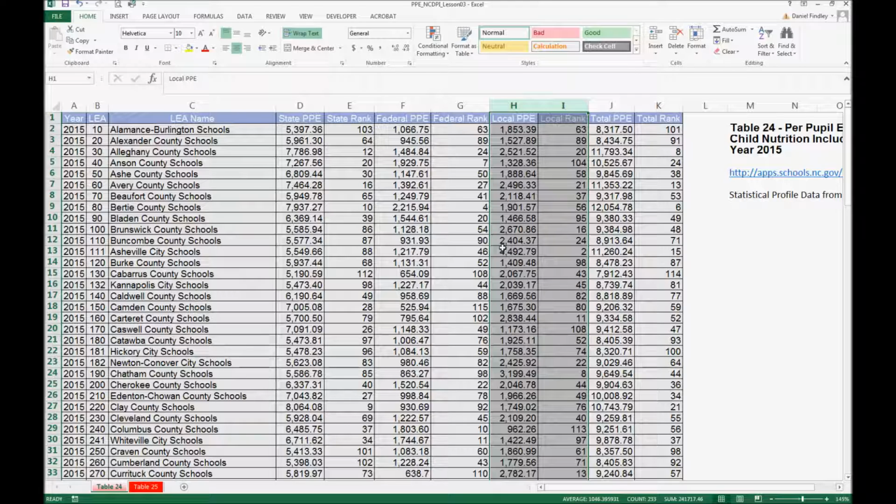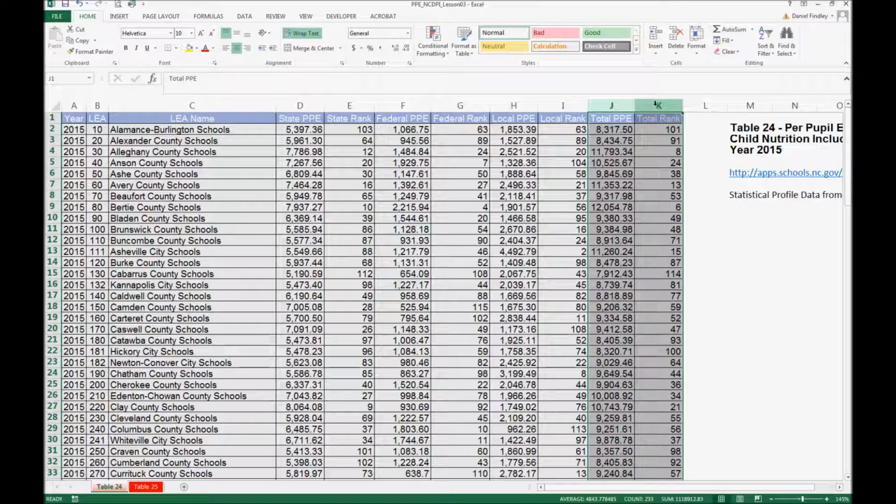Columns H and I are the local per pupil expenditures. And again, the first column is the amount per pupil that's expended by the local school system, and I is the rank of those expenditures in the statewide system. And then our final two columns are the total of the state, federal, and local per pupil expenditures, and column K is the associated ranking within all school systems in the state.